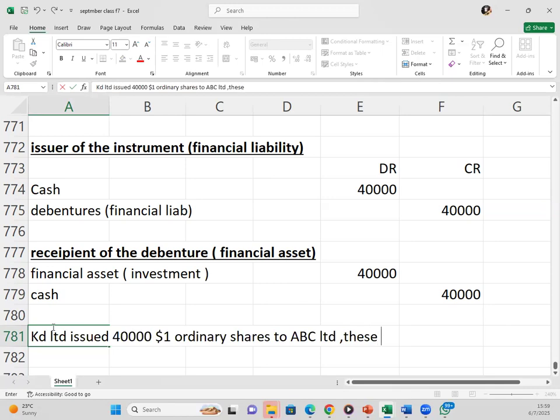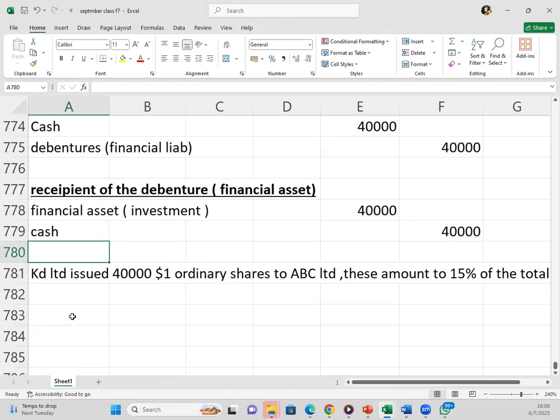These amount to 15% of the total equity. So we have sold 15%. We have sold 15% of our shares. How are we going to account for this?